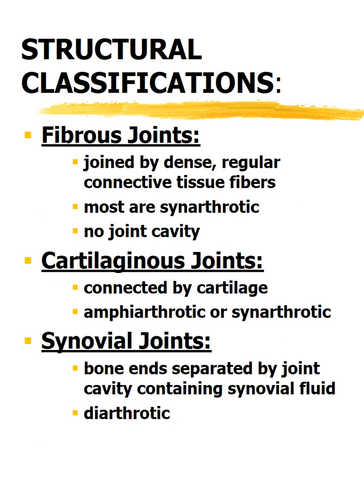Joints are also classified based on their structure, and it's on the basis of the type of connective tissue that binds the articulating surface of the bones and whether a space occurs between the articulating bones. Again, we have three different structural classifications. The first is a fibrous joint, and this is where bones are held together by dense, regular connective tissue. For this, there is no joint cavity, and most are synarthrotic joints, but there are some that can be amphiarthrotic joints as well.